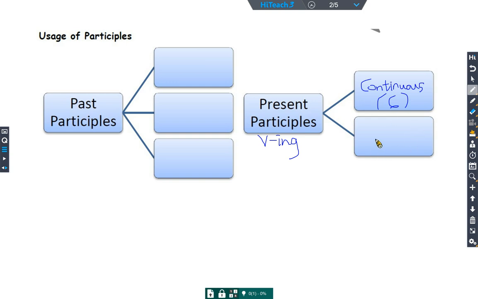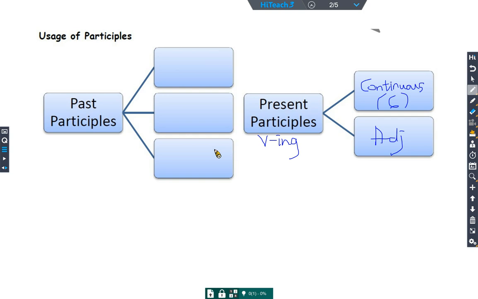Then what is the second usage here? Can you guess? For example, I say, English is interesting. So I use the word interesting as, yes, you are right, as an adjective. So the second usage of present participles is to use it as an adjective.